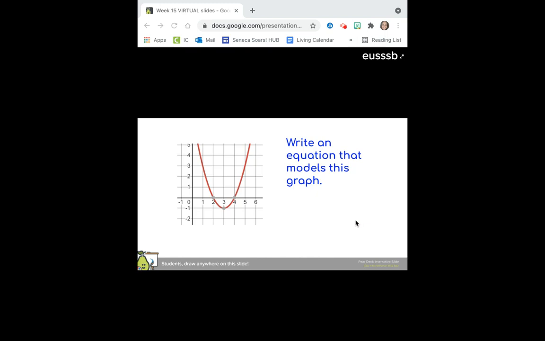All right. So now take a look at this graph and let's see if you can come up with the equation that models this graph.